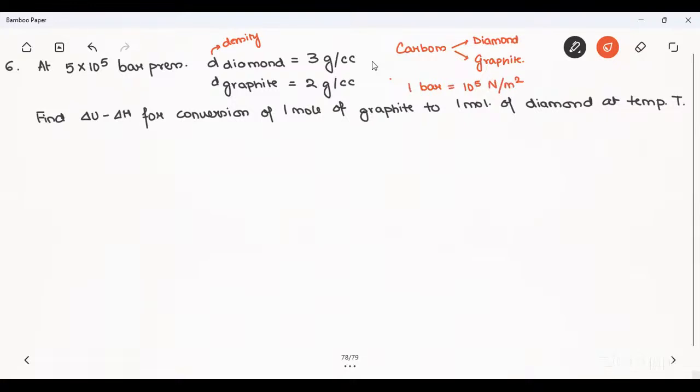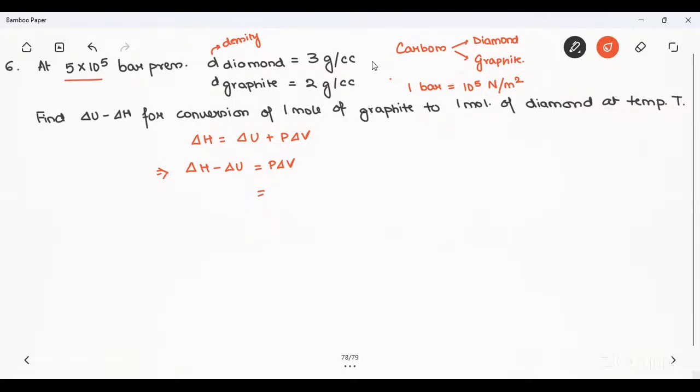So can we just start with the sum? They have asked us to calculate this. Do we know the formula for delta H and delta U? So delta H minus delta U will be equivalent to P delta V. Right or wrong? Up to this, it is clear, right? To everyone? Yes, ma'am.